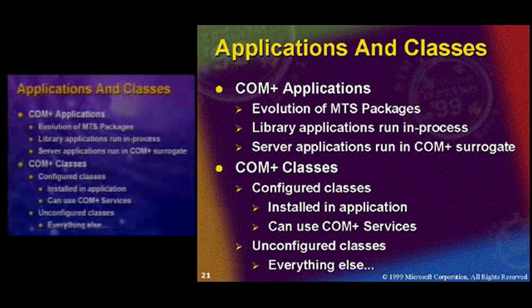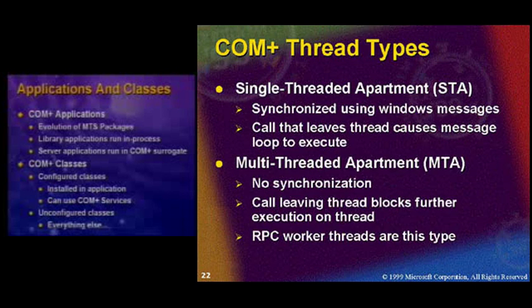COM+ classes fall into two categories. A class is the thing that has a class ID associated with it. Configured classes are installed in a COM+ application, and they can use COM+ services. Unconfigured classes are all the other classes that you might have. So things that use MTS today are going to be configured classes in COM+. Things that don't use MTS today will probably start out as unconfigured classes until you figure out what services you want to use.